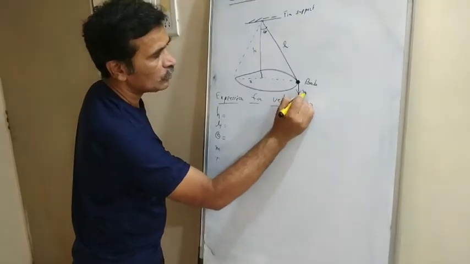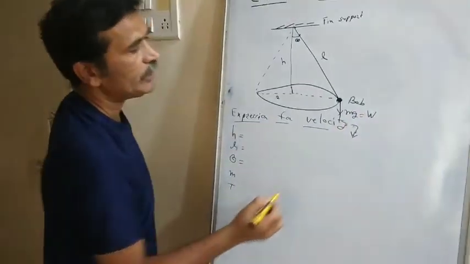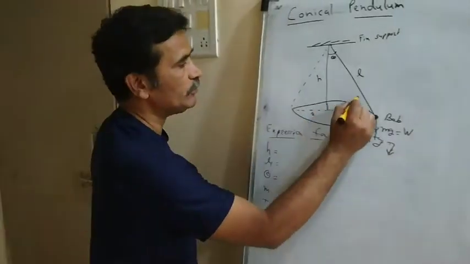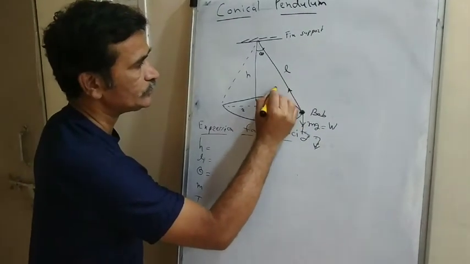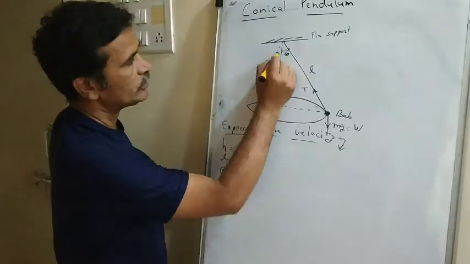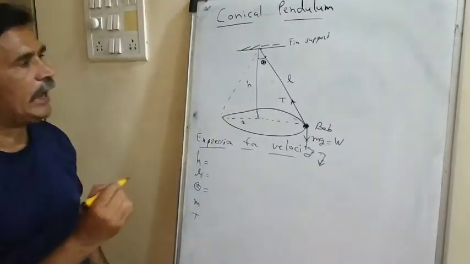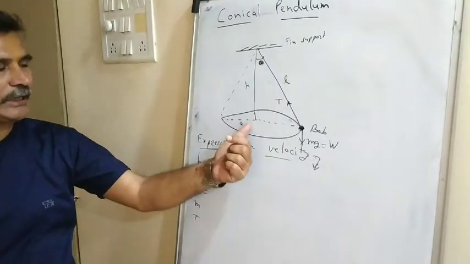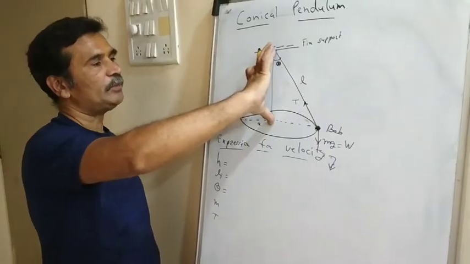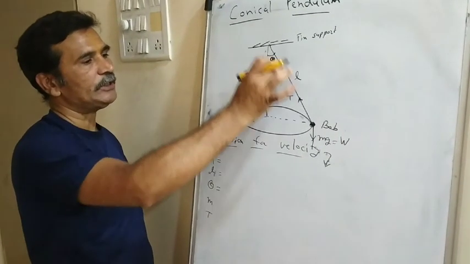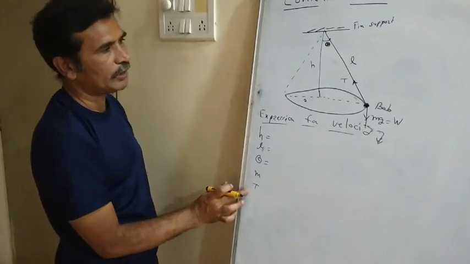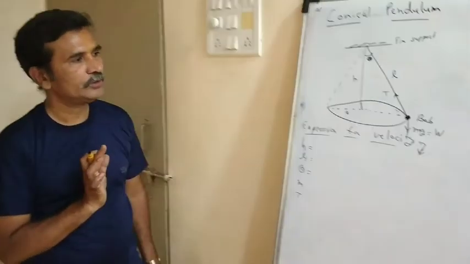On this bob, force mg is equal to weight. It's acting in a vertically downward direction. Tension T acts along the string in an upward direction. Then this theta is the angle of the string with respect to the axis of this cone. H indicates height of this cone. L indicates length of the simple pendulum.